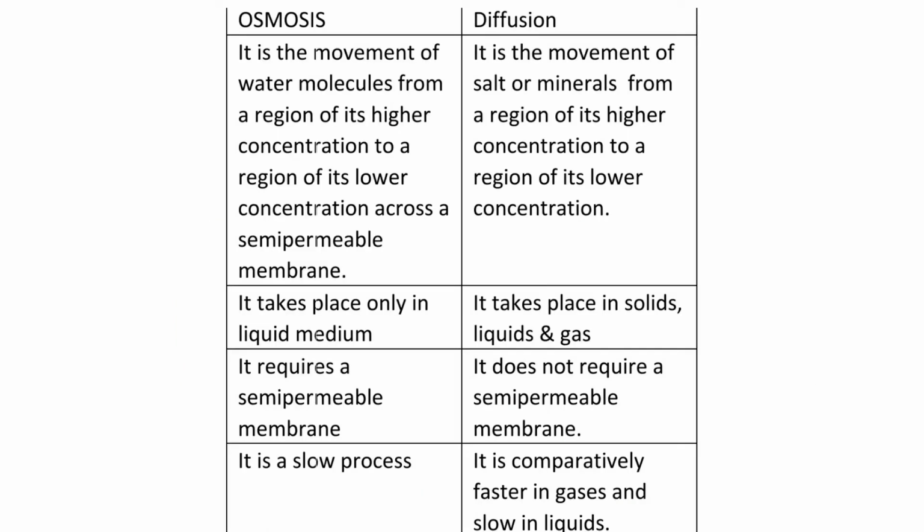Let us understand the differences between osmosis and diffusion. Osmosis is the movement of water molecules through a semi-permeable membrane from a region of their higher concentration to a region of their lower concentration. Diffusion is the movement of salt or mineral molecules from a region of their higher concentration to a region of their lower concentration. Osmosis takes place only in a liquid medium. Diffusion can take place in any medium such as solid, liquid, and gas.